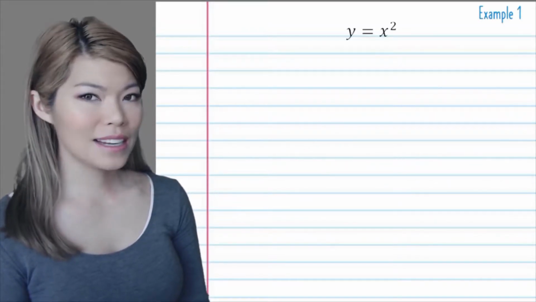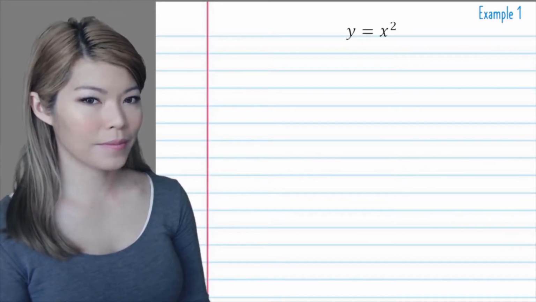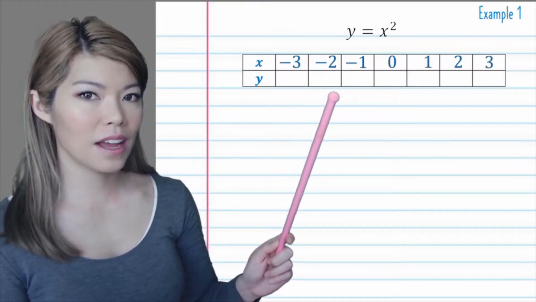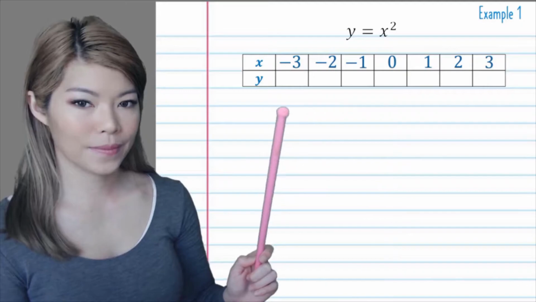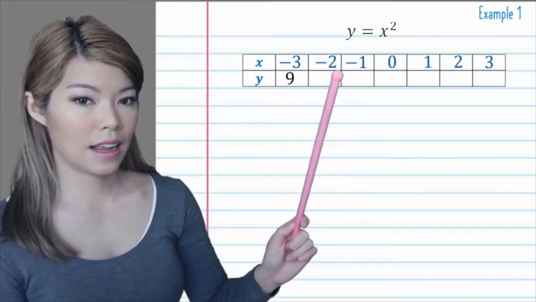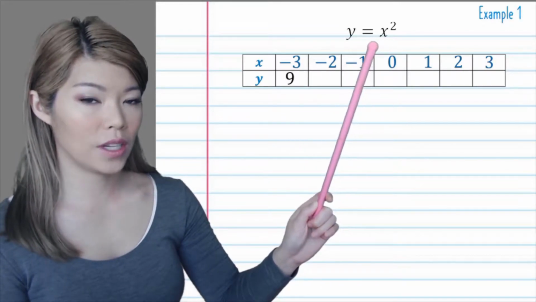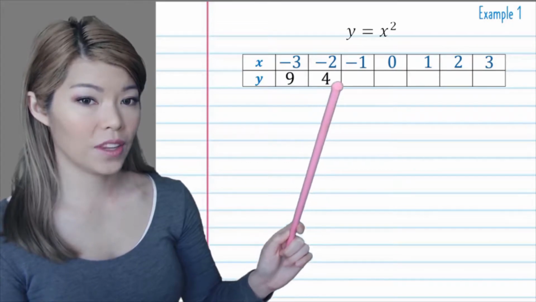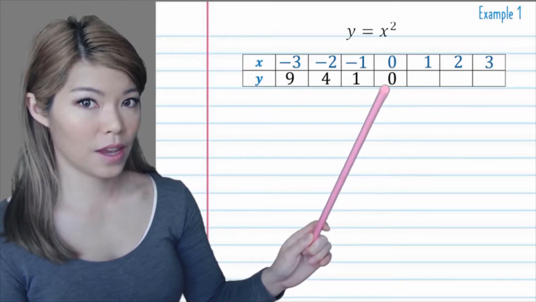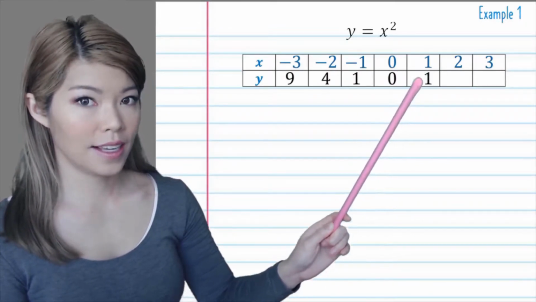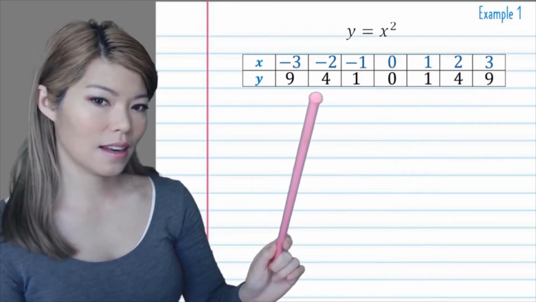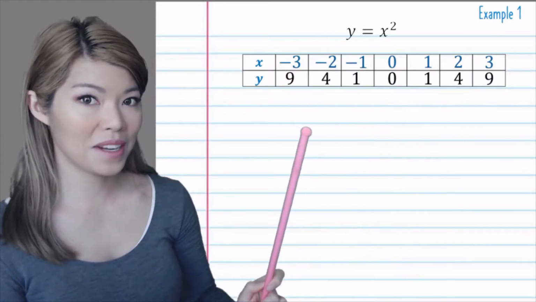Example 1. What does y equals x squared look like? Let's draw a table and write down x values, and let's figure out what the y values will be. If x is negative 3, y is negative 3 squared, which is 9. If x is negative 2, then y is equal to negative 2 squared, which is 4. Negative 1 squared is 1. 0 squared is 0. 1 squared is 1. 2 squared is 4. And 3 squared is 9. We can see that these values are almost mirror images of each other.